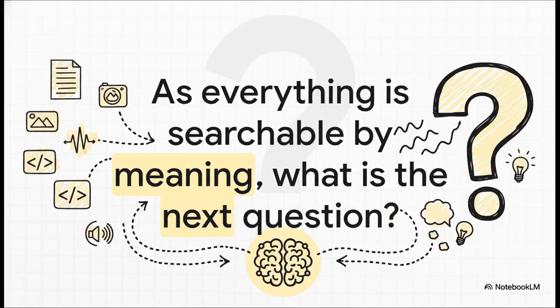So if there's one thing to take away from all this, it's that we're shifting from a world of just matching words to a world of understanding meaning. And that leaves us with one last really fascinating question to think about. As everything, our text, our images, our music, even code, becomes searchable by its true meaning, what kind of new questions are we going to think to ask next?